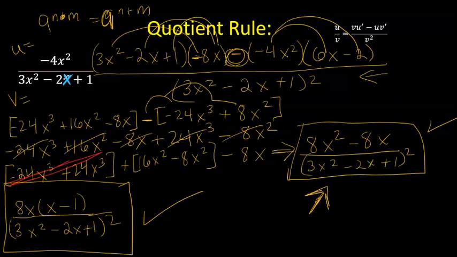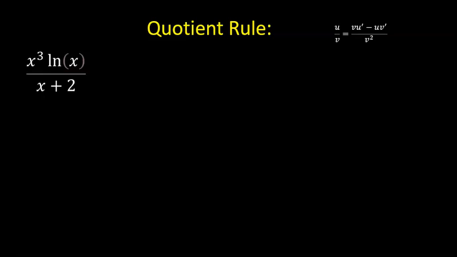Cool. Okay, let's go ahead and do another one. I think I'm going to make this one my last one. The video is kind of getting long. So let's see. I do have my formula up here. And we're going to go ahead and label everything as it is. So this is going to represent U. This is going to represent V.